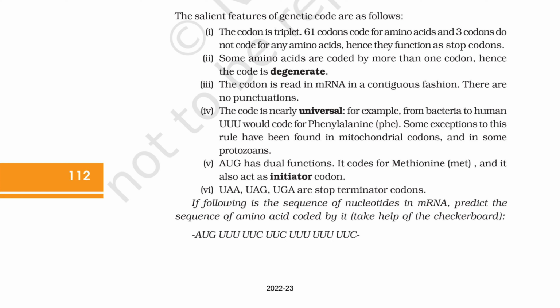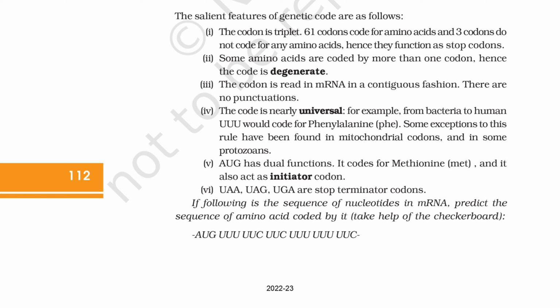3. The codon is read in mRNA in a contiguous fashion. There are no punctuations. 4. The code is nearly universal. For example, from bacteria to human, UUU would code for phenylalanine. Some exceptions to this rule have been found in mitochondrial codons and in some protozoans.